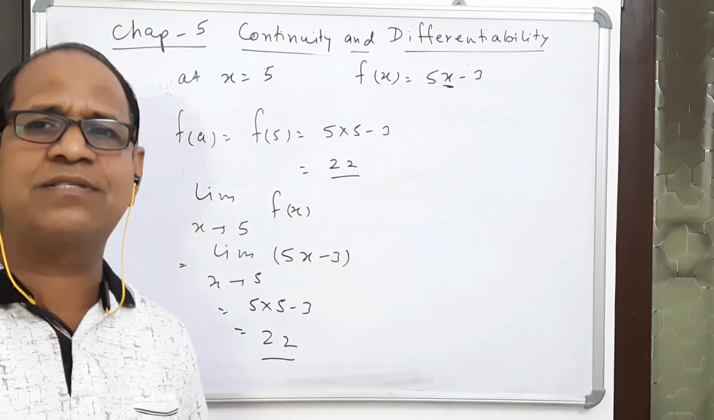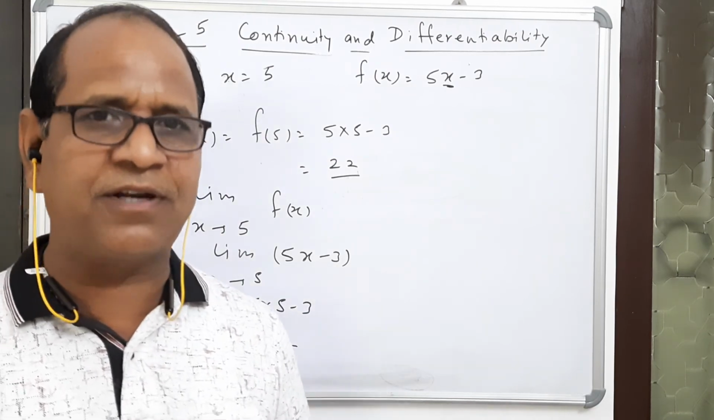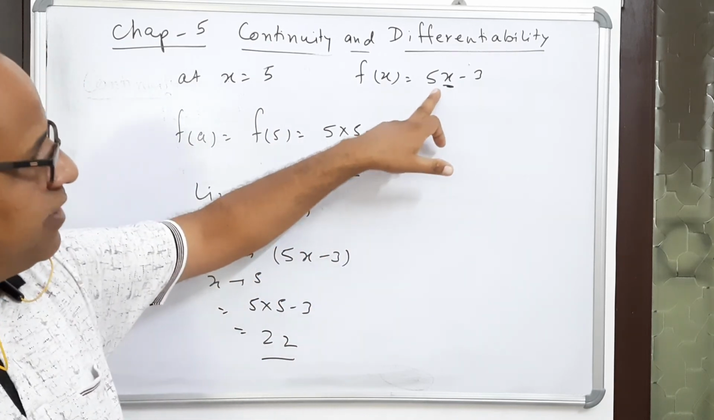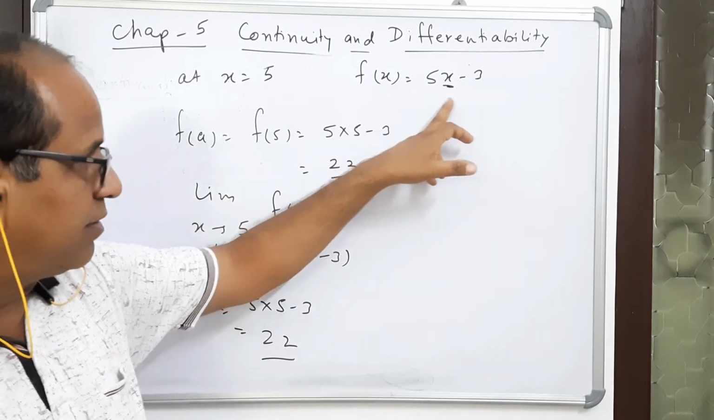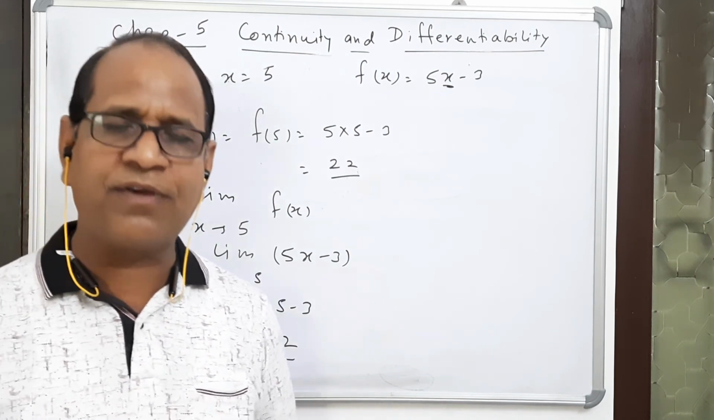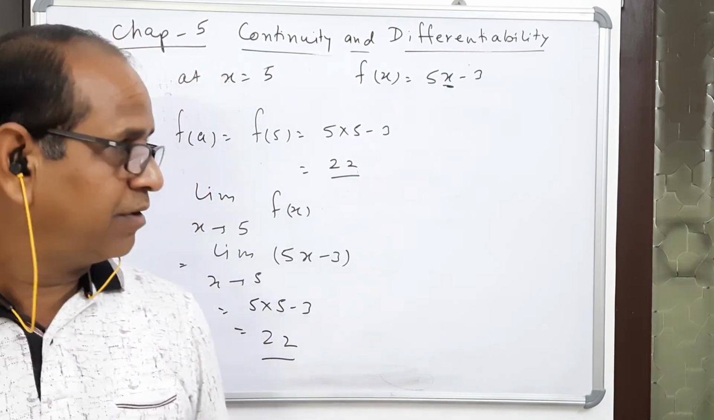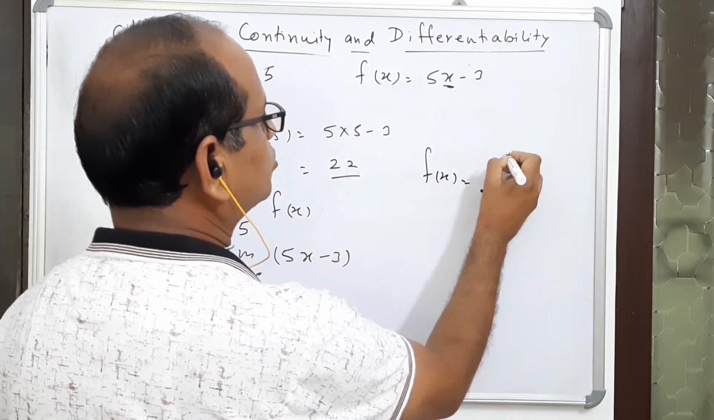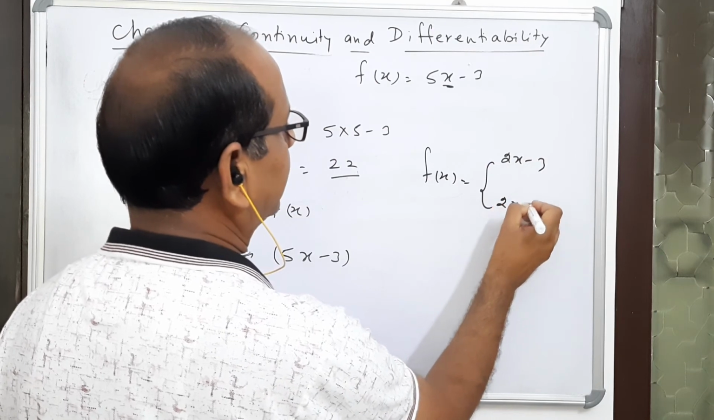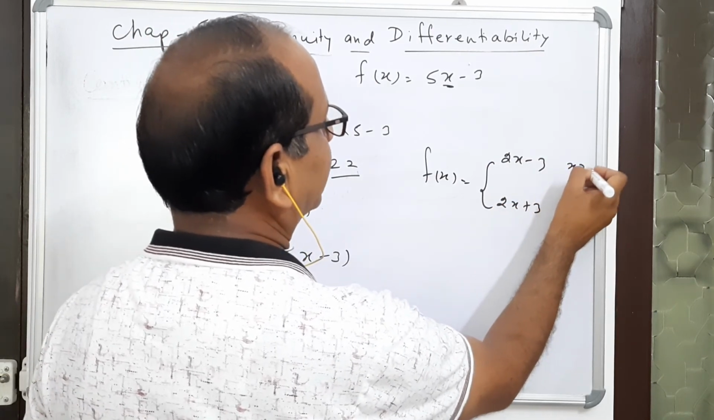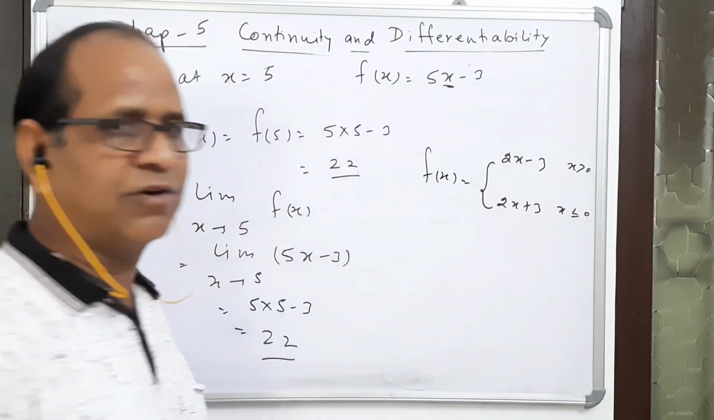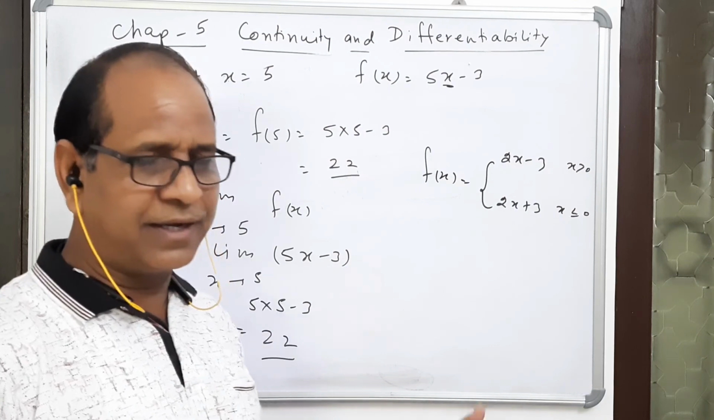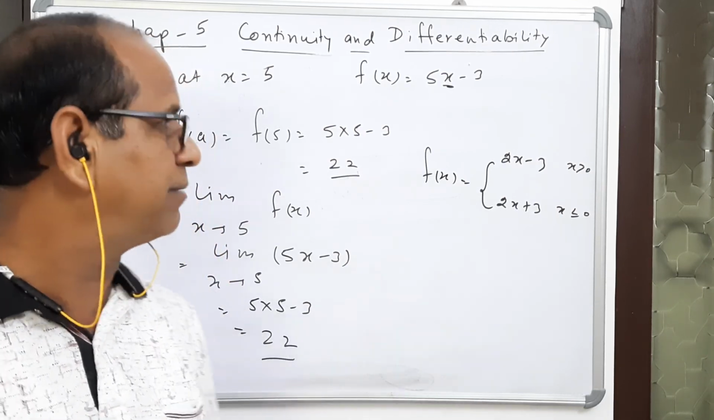Now the question arises: why have we not calculated the left hand side and right hand side? We have not calculated them because for both the left hand side and the right hand side, the value of the function is 5x minus 3. When you have functions like f(x) equals 2x minus 3 for x greater than 0 and 2x plus 3 for x smaller than or equal to 0, in that case we will calculate the left hand limit as well as the right hand limit. These types of problems I will take in my next class.